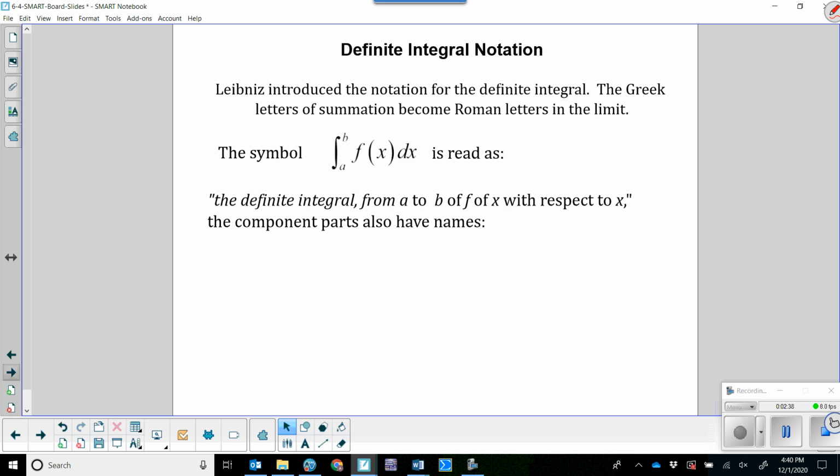So we have Leibniz notation for how we talk about this summation and how we would write this. This symbol is read as the definite integral from a to b of f of x with respect to x. Or I usually just say the integral from a to b of f of x dx. That's how you say it.